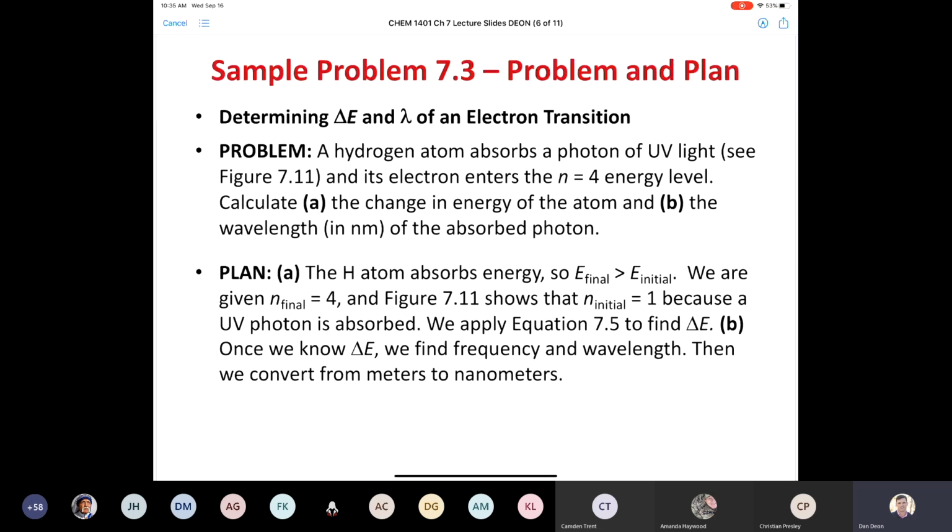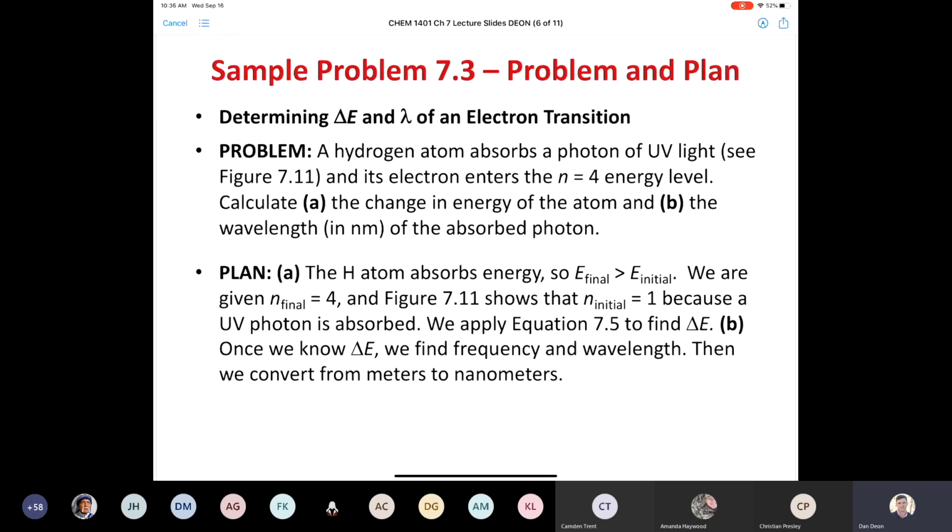Let's try a problem, and then we can probably call it a day. After that, and then next week, what's today? Wednesday? Yeah, next class we can even get into the rest of this chapter. Let's finish this one quickly. It says here, a hydrogen atom absorbs a photon of ultraviolet light. Look at the figure. And its electron enters the n is equal to 4 energy level. Okay? Calculate A, the change in energy of the atom, and B, the wavelength of energy.